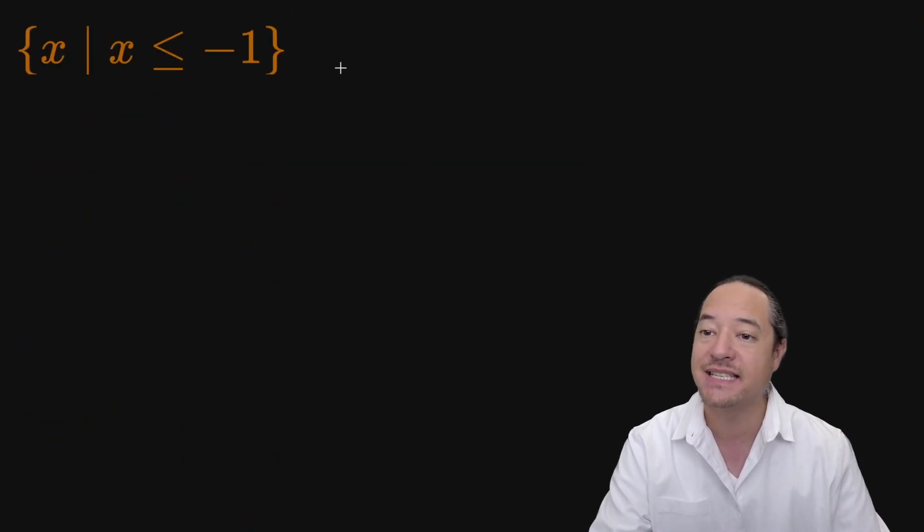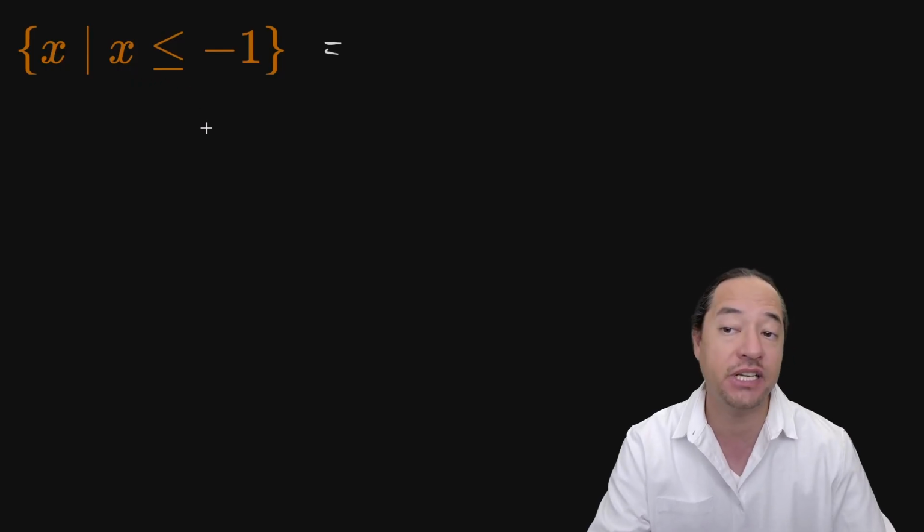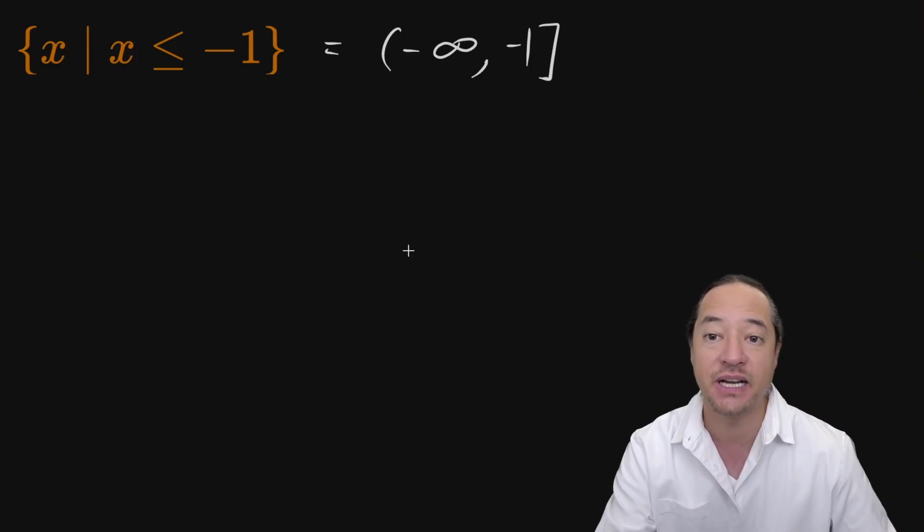This one is written in set builder notation. Let's translate this to interval notation first. This is the set of all x such that x is less than or equal to -1. So this one is actually going to go all the way to -infinity and then up to -1, and that's going to be a closed boundary on the -1 there.